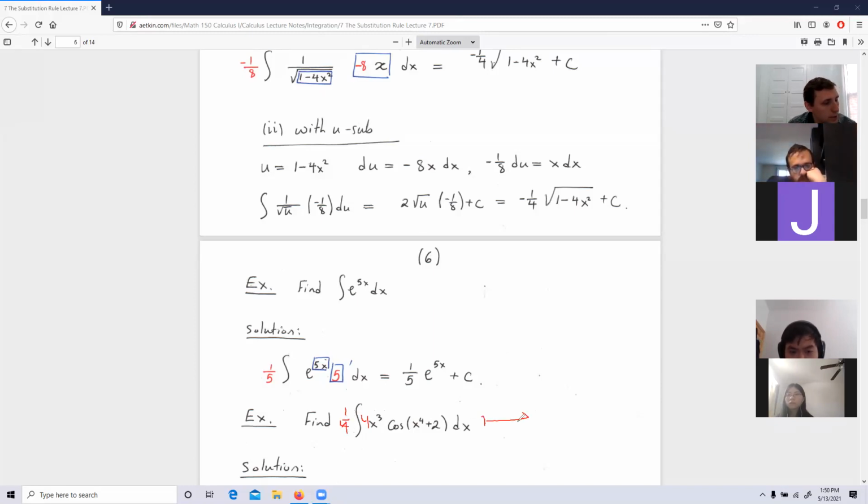So the answer is simply the antiderivative of cosine, which is sine of x to the power of 4 plus 2, plus a constant, and don't forget the 1/4 that we produced. That's the answer. Agreed?